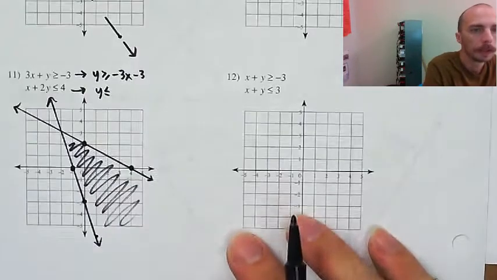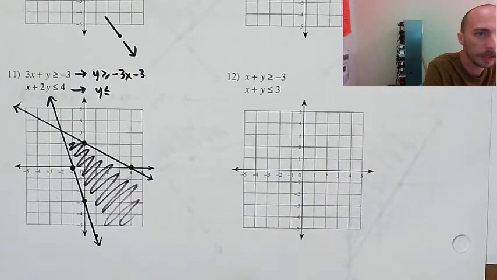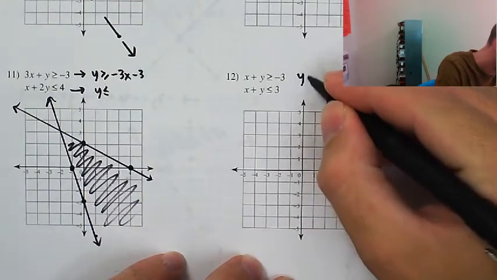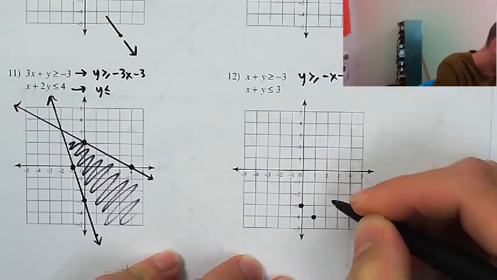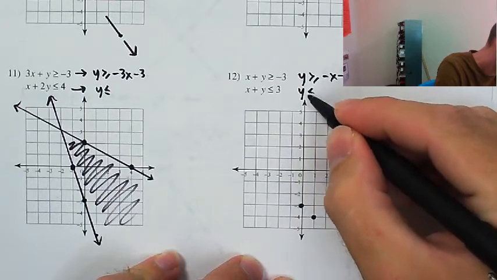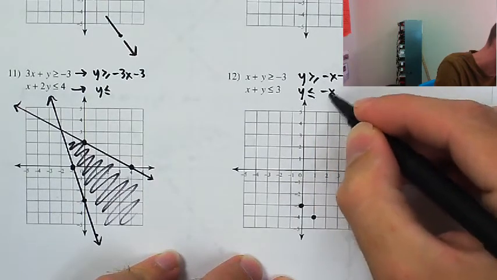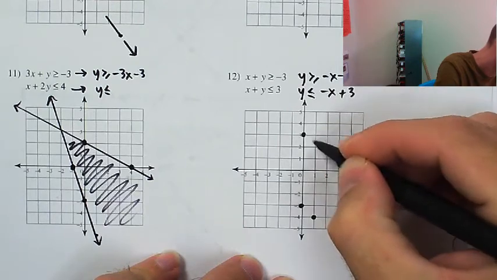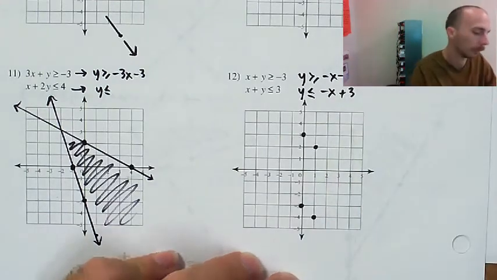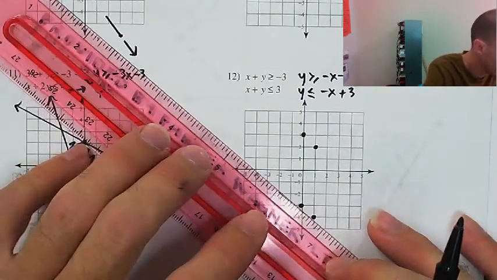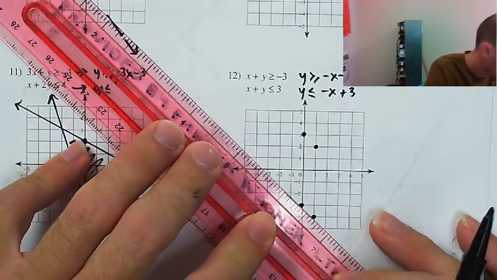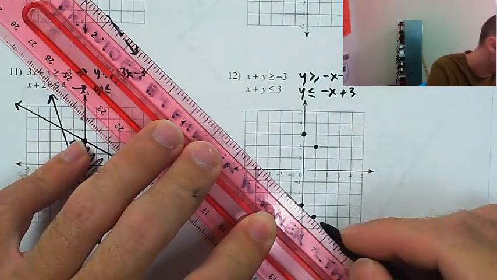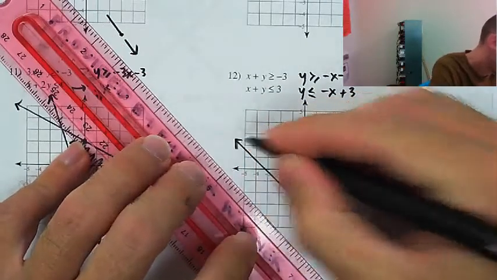Okay. And then the last one, x plus y greater than or equal to negative 3. So that's y greater than or equal to negative x minus 3. And then this one is y is less than or equal to negative x plus 3. Okay, so this is going to make not a parallelogram, but something like a strip of area. It's greater than or equal to and less than or equal to, so I'm going to draw these solid lines.